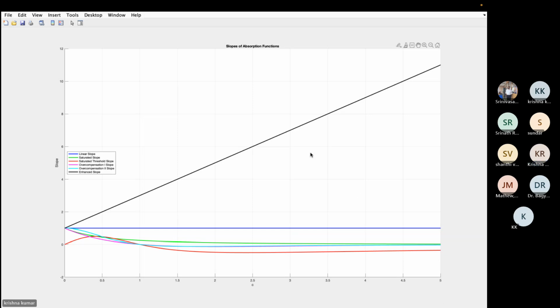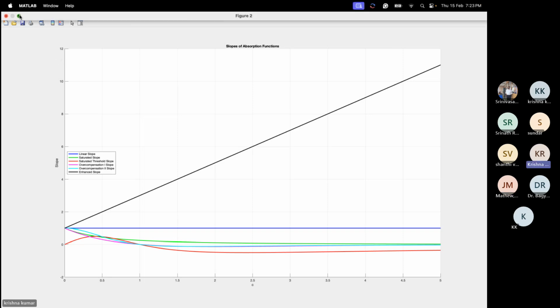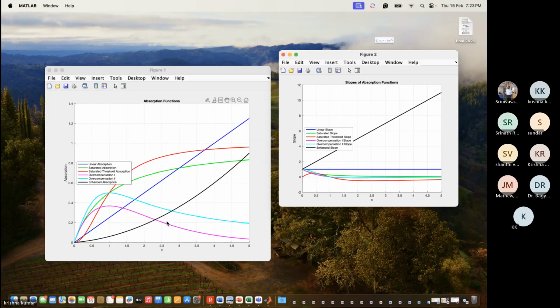Clear? Any questions? Sir, if the black one passes through zero, would that mean it would have a maximum? Yeah, anything whose slope passes through zero. The slope has to pass through zero. If the slope does not pass through zero, then there is no question of a maximum. Clear? Yes, sir. Okay.